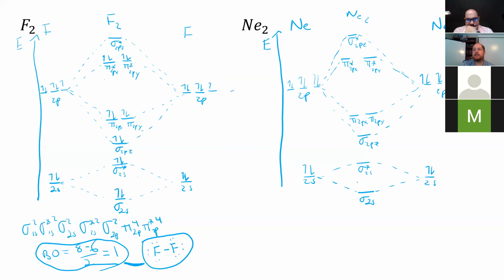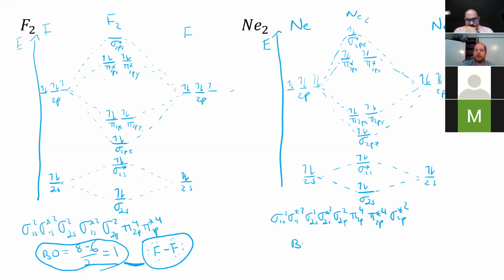Okay, with a total of 16 electrons. So 1, 2, 3, 4, 5, 6, 7, 8, 9, 10, 11, 12, 13, 14, 15, 16. With the molecular electron configuration: sigma 1s2, sigma star 1s2, sigma 2s2, sigma star 2s2, sigma 2p 2, pi 2p 4, pi star 2p 4, and sigma star 2p 2.